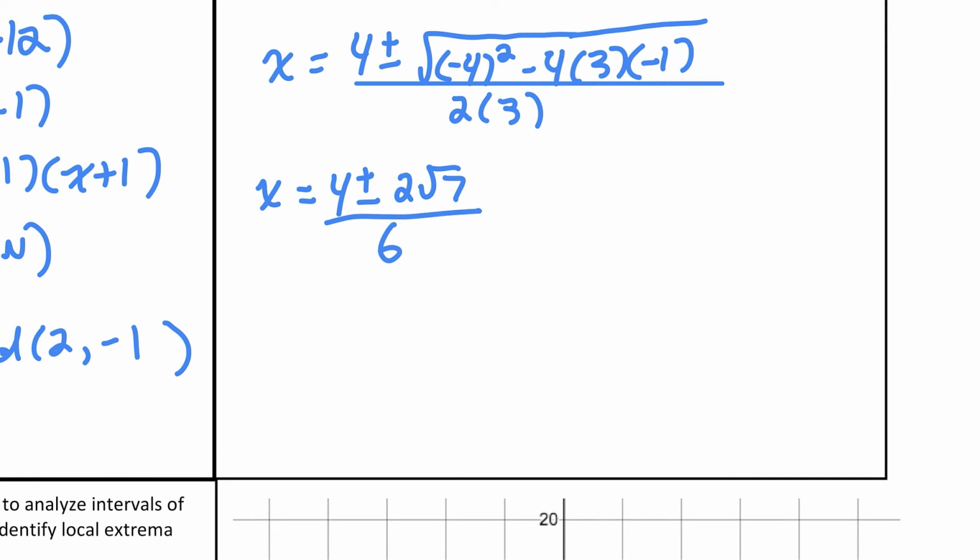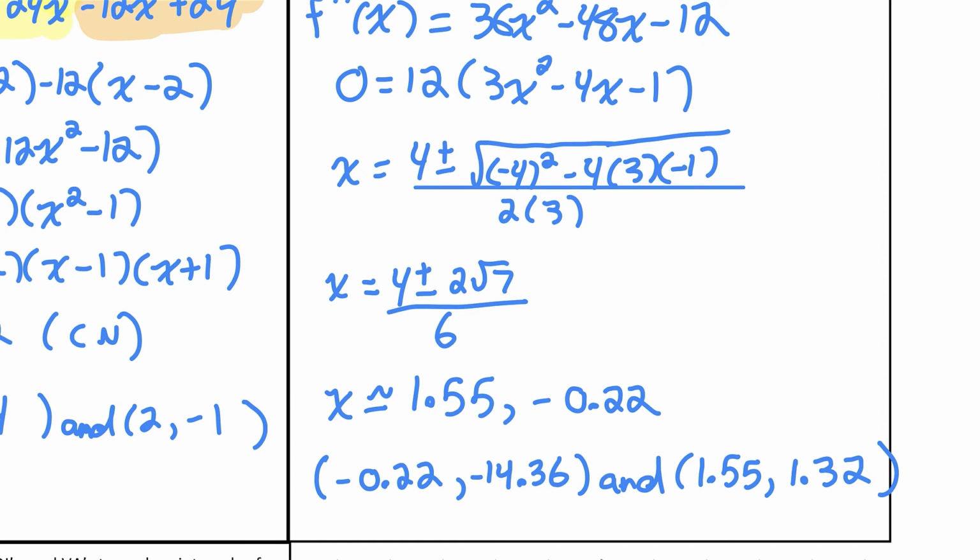Now let me actually get the approximate value of these two zeros. I get 1.55 and -0.22. Let me sub those values into the original function to figure out where the possible points of inflection are. When I sub those in, I get y values of -14.36 and 1.32 respectively.